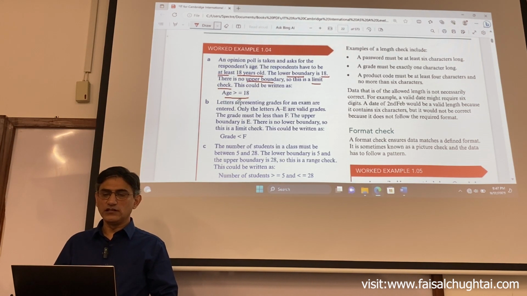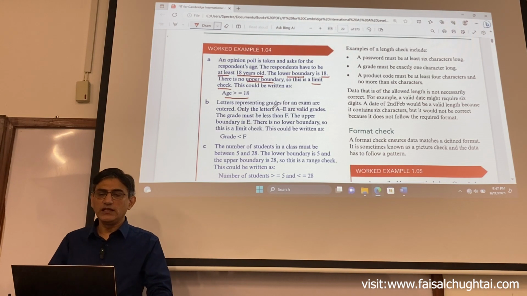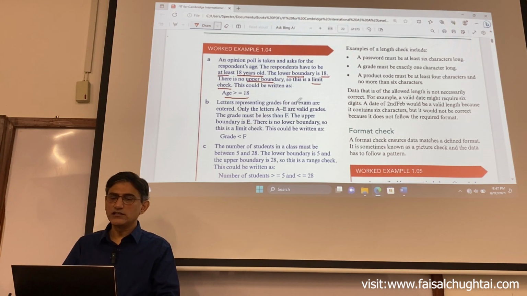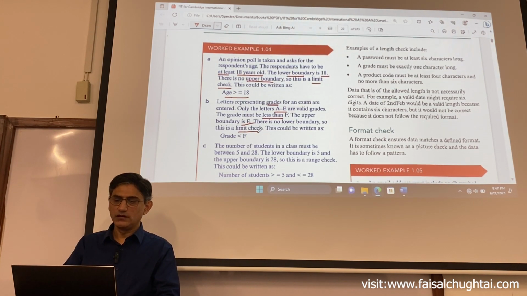Let's have a look at another example. Letters representing grades for an exam are entered. Only the letters A to E are valid grades. The grade must be less than F. The upper boundary is E. There is no lower boundary, so this is a limit check. Did you get this? Okay.